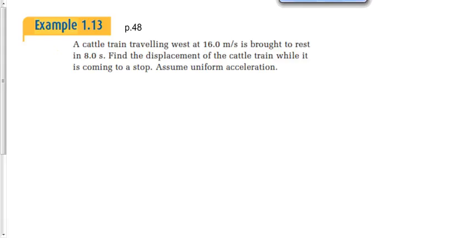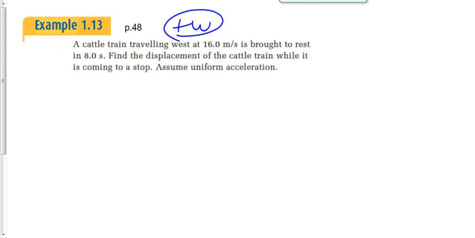1.13 on page 48 says a cattle train traveling west at 16 meters per second is brought to rest in 8 seconds. What's the displacement of the cattle train while it's coming to a stop? It says assume uniform acceleration, which just means that it's changing velocity, but it's not changing acceleration. It's a constant acceleration the whole time. You know what I think I want to do first is define west as positive. Just a little thought that came to my mind, so let's do that. Just because everything is west here, right?